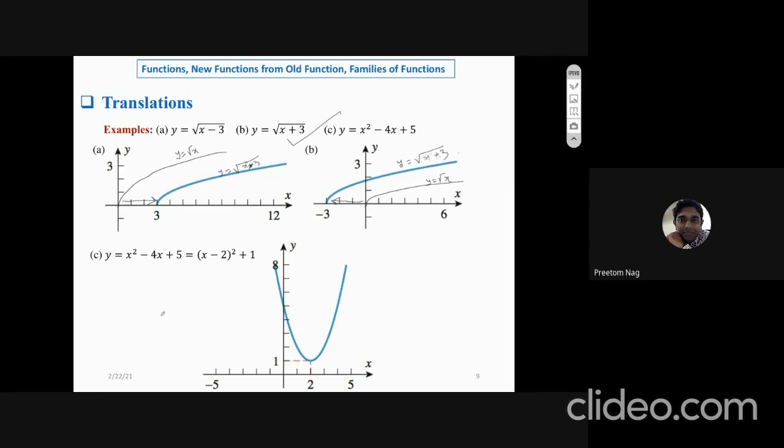Okay, so after that, for this case your original graph is y equal to x square. For x minus 2 square, the y equal to x square graph will shift right side by 2 unit. Then x minus 2 square plus 1, then 1 unit upwards, right? And you got the final answer y equals to x minus 2 square plus 1.